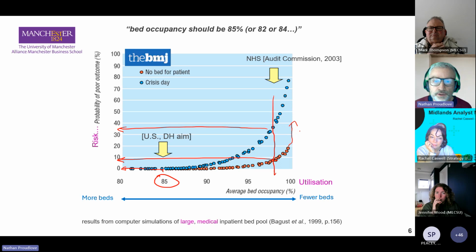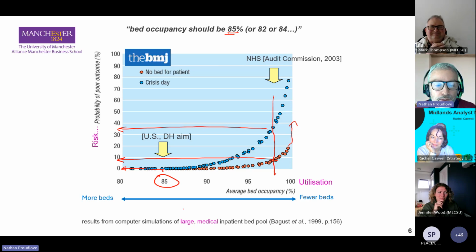So a message that Department of Health took, and then some trusts wrote into policy documents, was occupancy must be 85%. Some of them even said 85% across all of the bed pools separately. So every bed pool must run at 85%, or 82 or 84, there were various numbers. So the question is, does that make sense? And the answer is, to cut to the end, the answer is no.